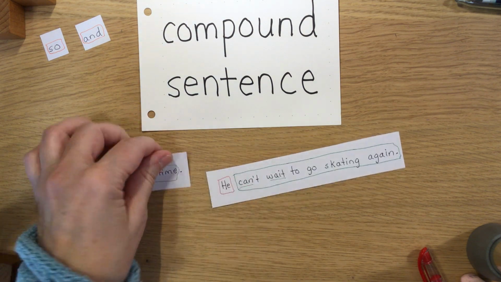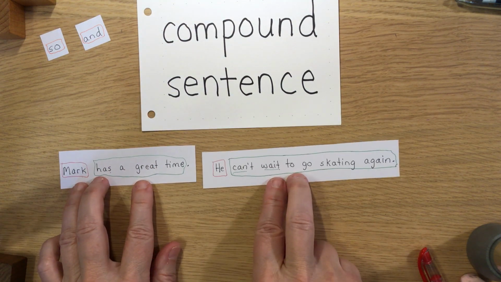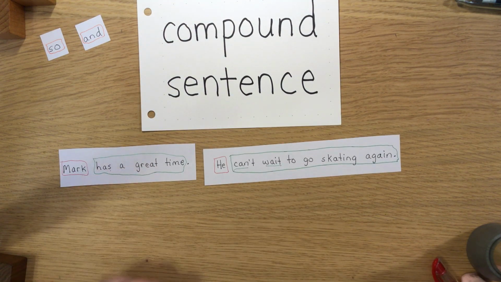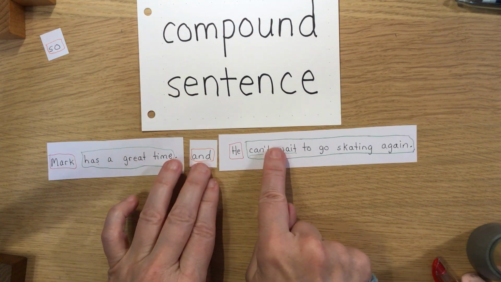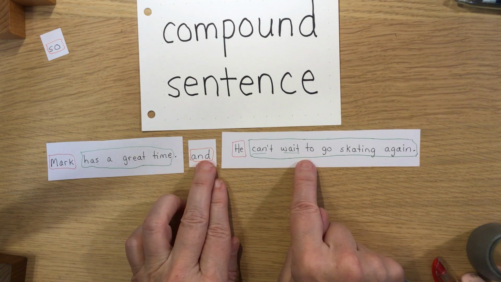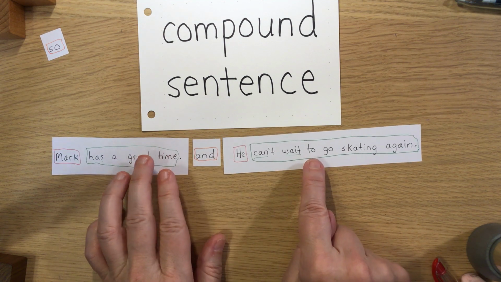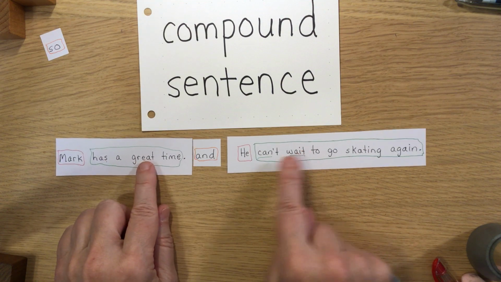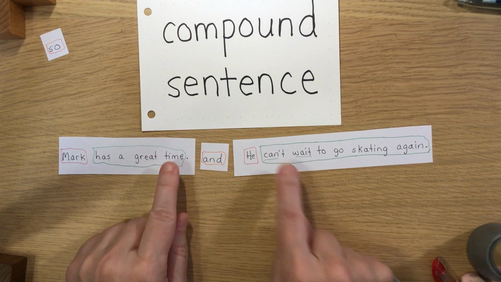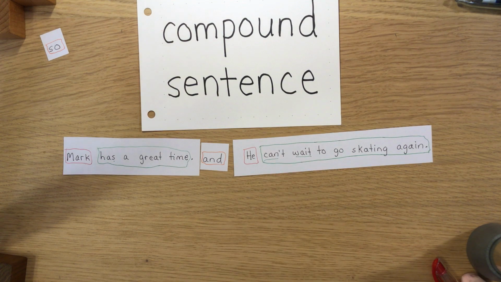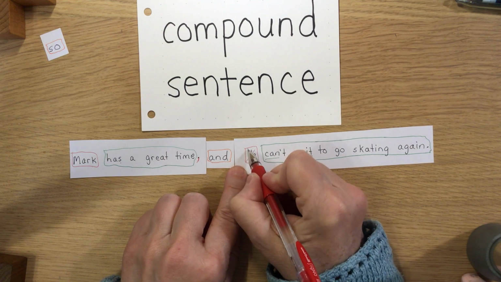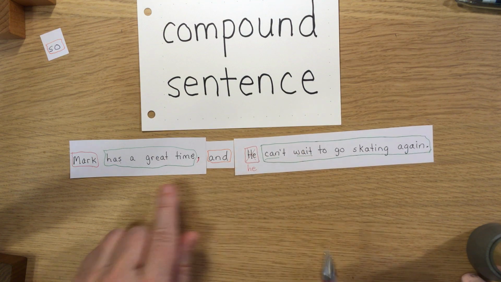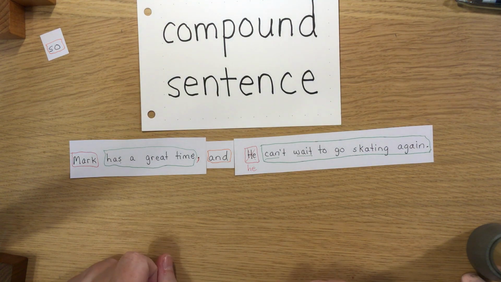Let's cut these here. Mark has a great time. He can't wait to go skating again. We can use and. Mark has a great time and he can't wait to go skating again. Okay, all we need to do is turn this into a comma, and we need to turn this into a little h. Mark has a great time, and he can't wait to go skating again. That is a compound sentence.